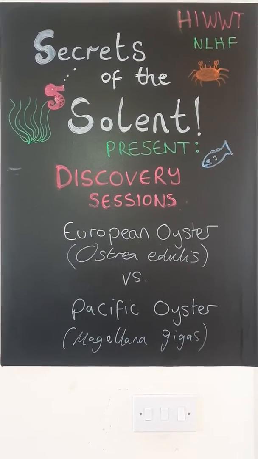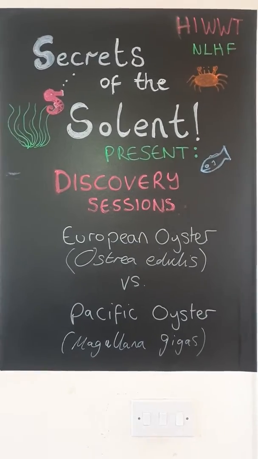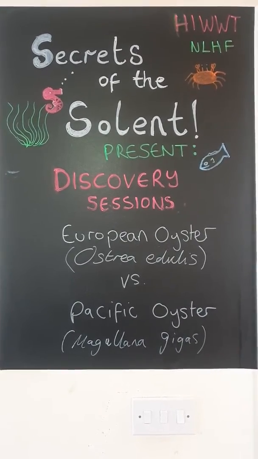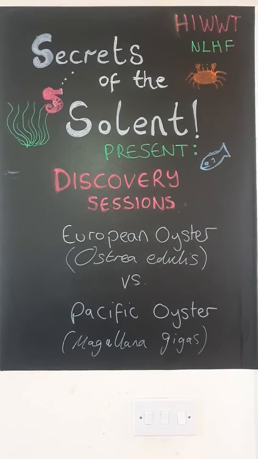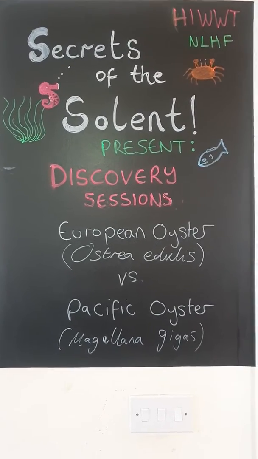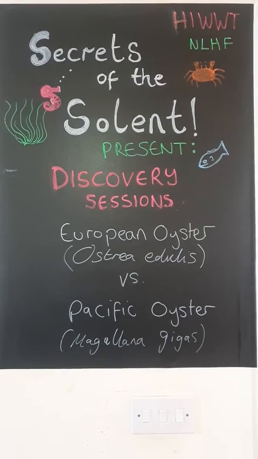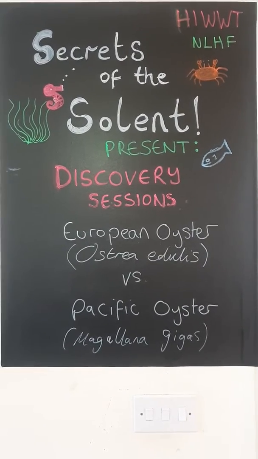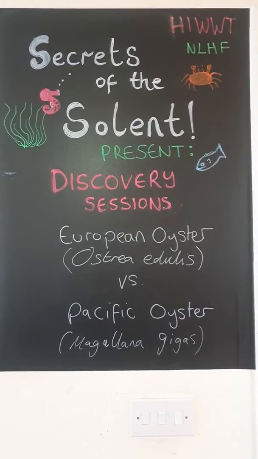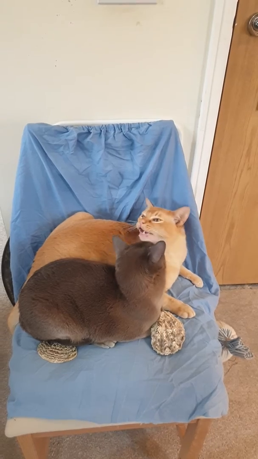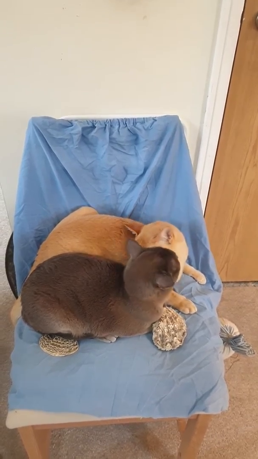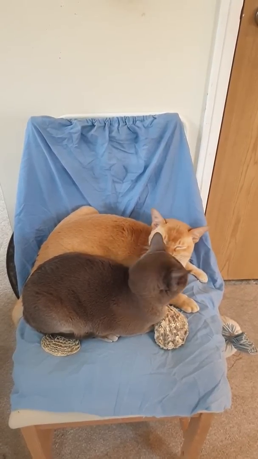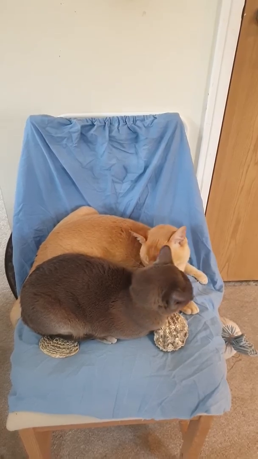Today on Secrets of the Solent Presents, in our discovery sessions, we are going to be talking about the differences between the European oyster, which is a native species to the Solent, versus a non-native species, the Pacific oyster. And of course, I have my two famous assistants to help me today with the educational session. This is Sheldon and Raj, who are guarding the oyster specimens, which I'm going to show you.